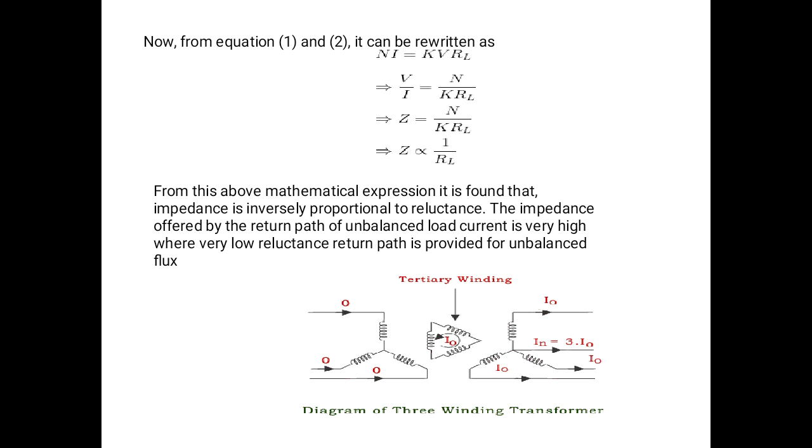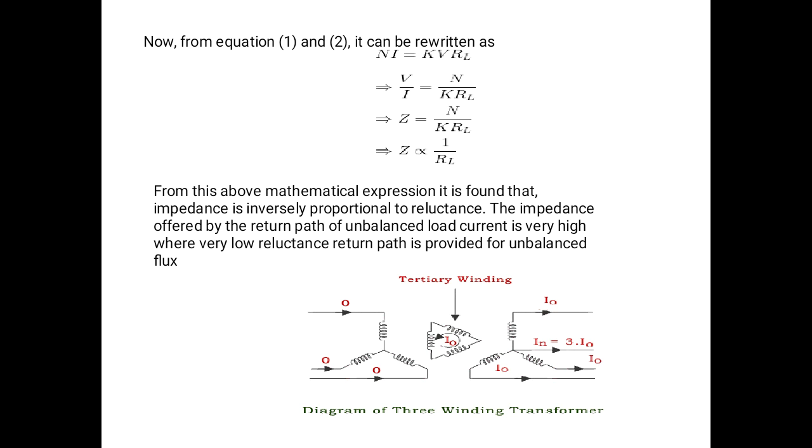From this mathematical expression, it is found that impedance is inversely proportional to reluctance. It means if reluctance increases, impedance decreases. If reluctance decreases, impedance increases. So the impedance offered by the return path of unbalanced load current is very high, where a very low reluctance path is provided for unbalanced flux. The figure shows a 3-winding transformer where the primary is star connected, the secondary is also star connected, and the tertiary winding is delta connected.